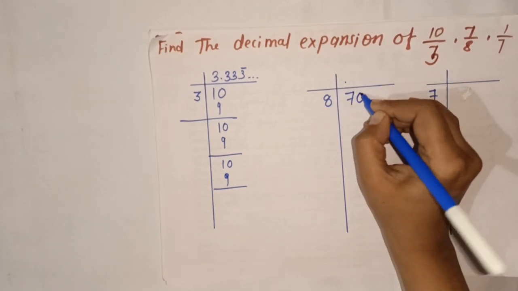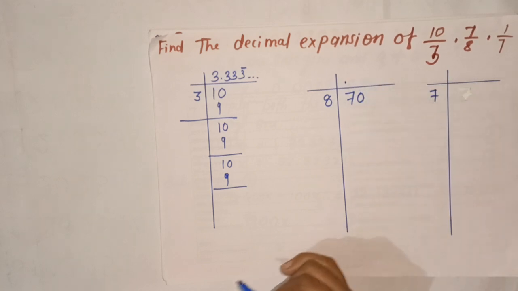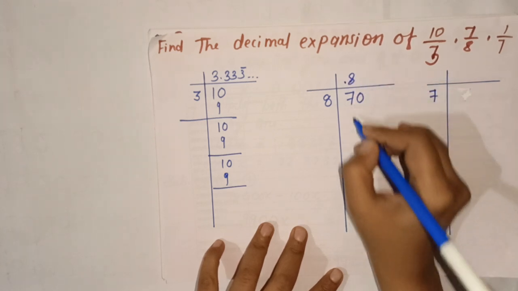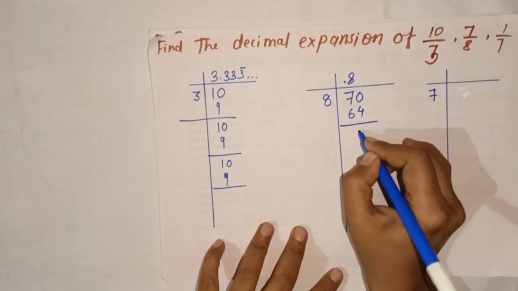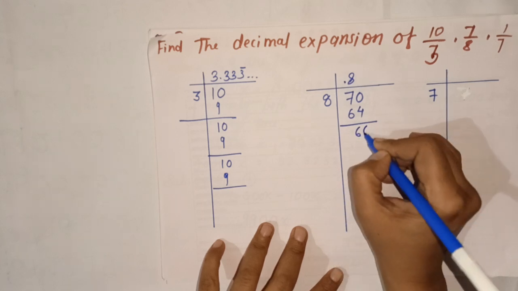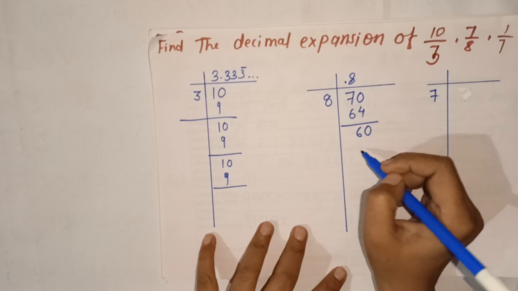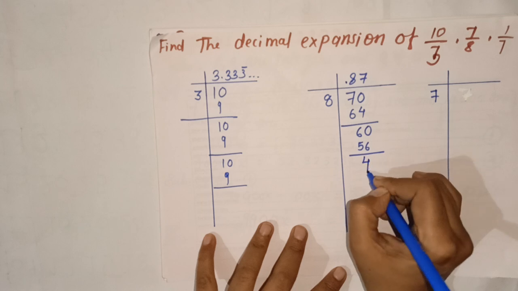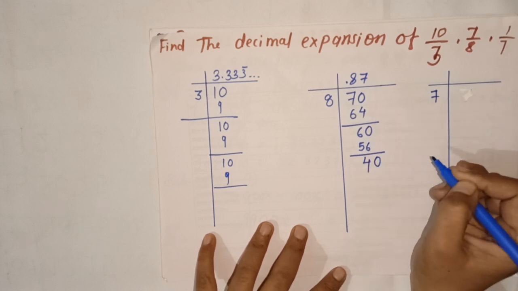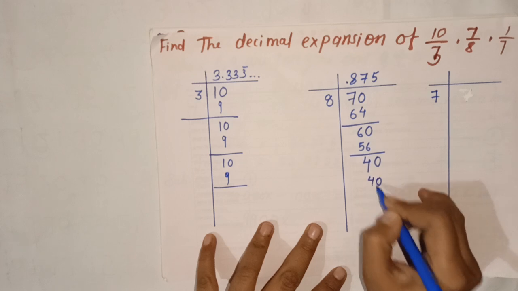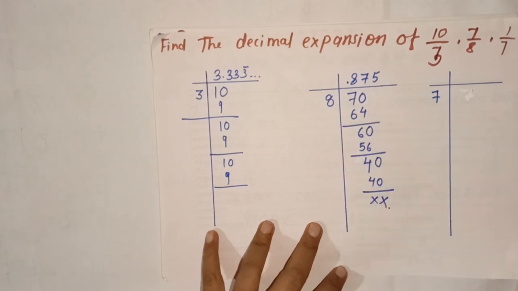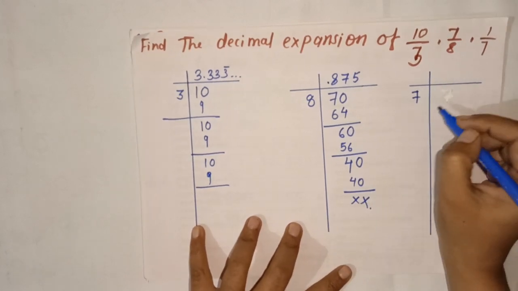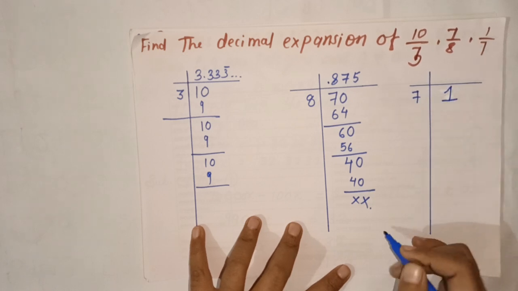Similarly, we have to divide 7 by 8. So we put a decimal, then we can put 0 over here. Now 8 8s are 64. Now we are getting 6. Then we again add 0. Then we get 8 7s are 56. Now we are getting 4. Again we add one more 0. So 8 5s are 40. So here the decimal expansion of this number is 0.875.